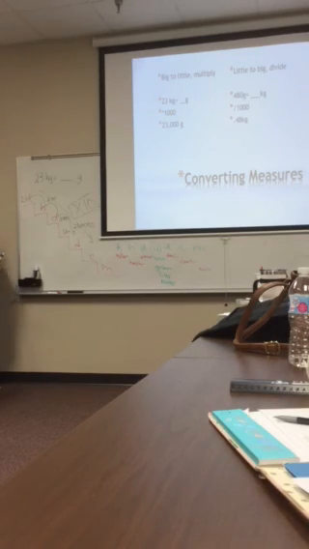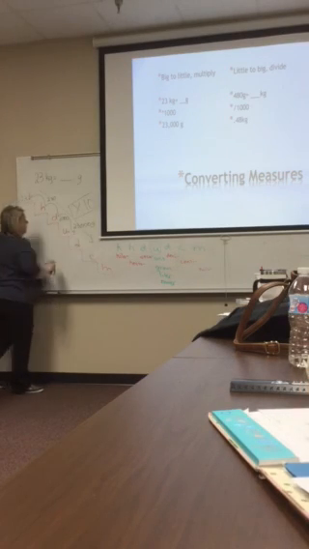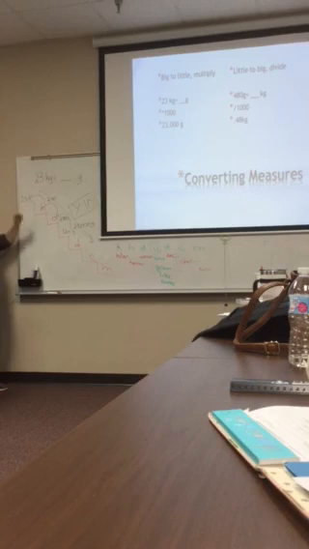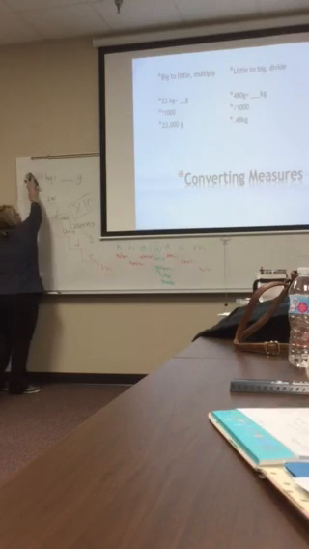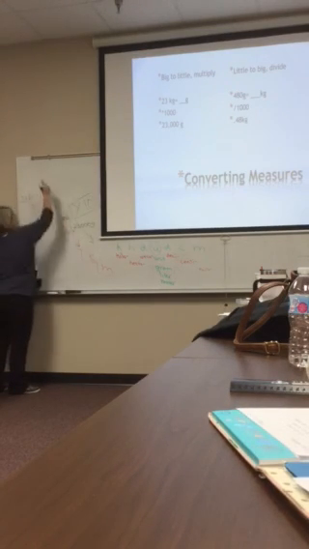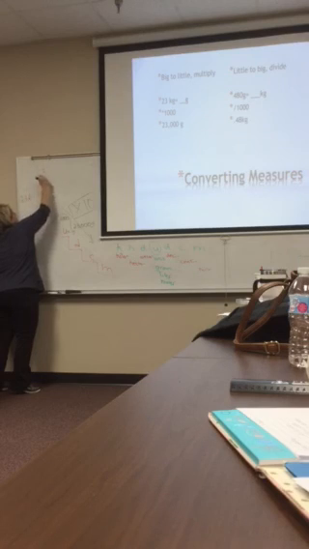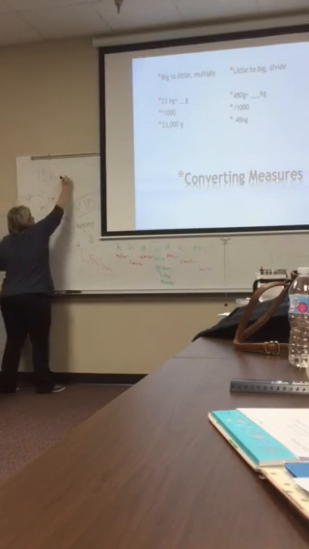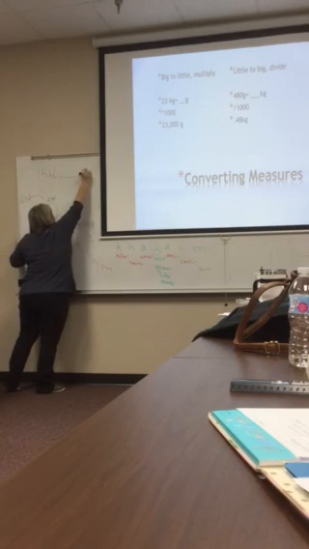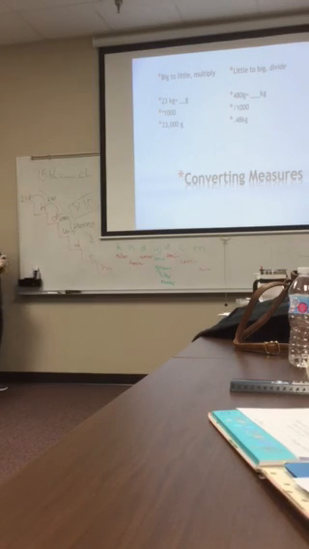Kids will do that. All right, so I want you to try this one on your own. So 3 steps, 3 zeros again? Correct. 75 hectoliters is how many centiliters?